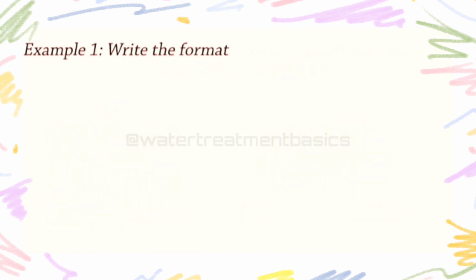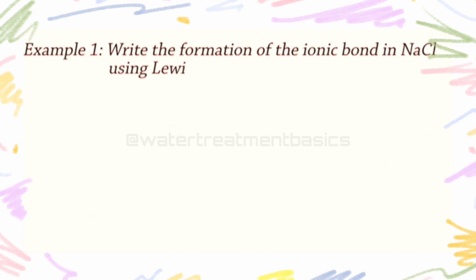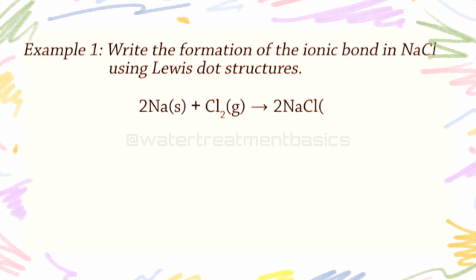You can write the formation of an ionic bond using Lewis dot structures. In the reaction 2Na plus Cl2 yields 2 NaCl, for every formula unit of NaCl, one sodium atom loses an electron, and one chlorine atom gains an electron. We can write the reaction like this.